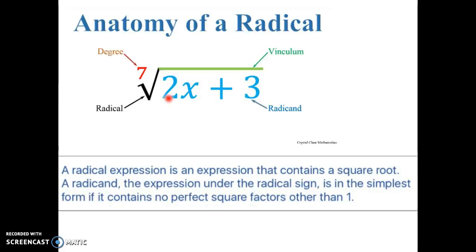This radicand happens to have two terms. So with that being said, this radicand is underneath the vinculum. A radical expression is an expression that contains a square root, or a radical. A radicand, the expression underneath the square root, in its simplest form contains no perfect square factors other than 1. So in order to simplify any type of radical, it needs to have a factor of nothing other than 1.